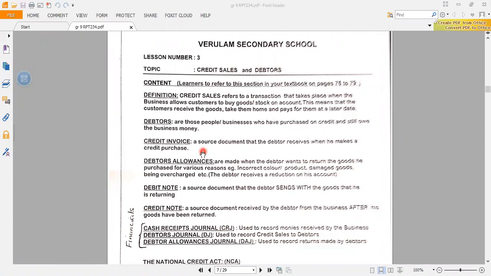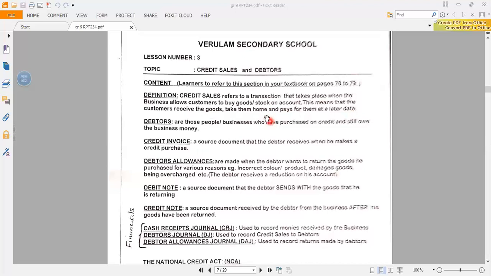Let us begin. The definition of credit sales: it refers to transactions that take place when the business allows customers to buy goods and stock on account. This means that the customer receives the goods, takes them home and pays for them later. An example of a credit sale is when your mom goes to Edgars and purchases products, takes them home and pays towards the account later on.